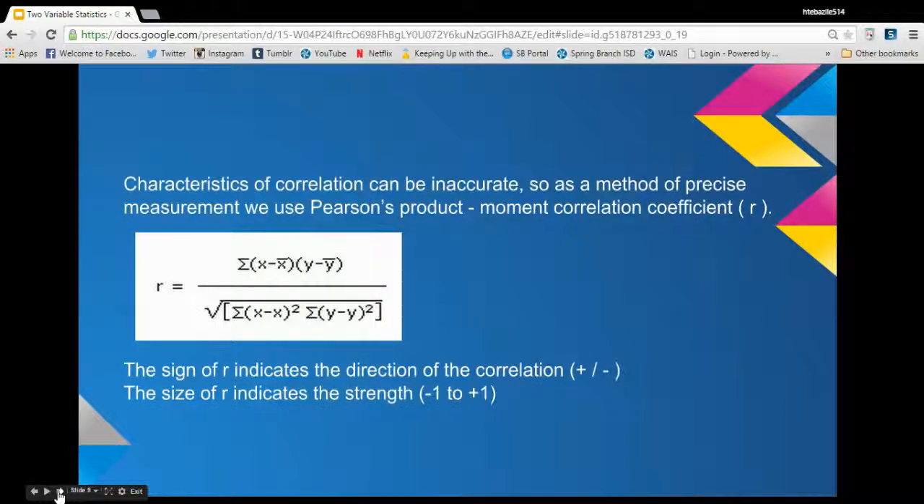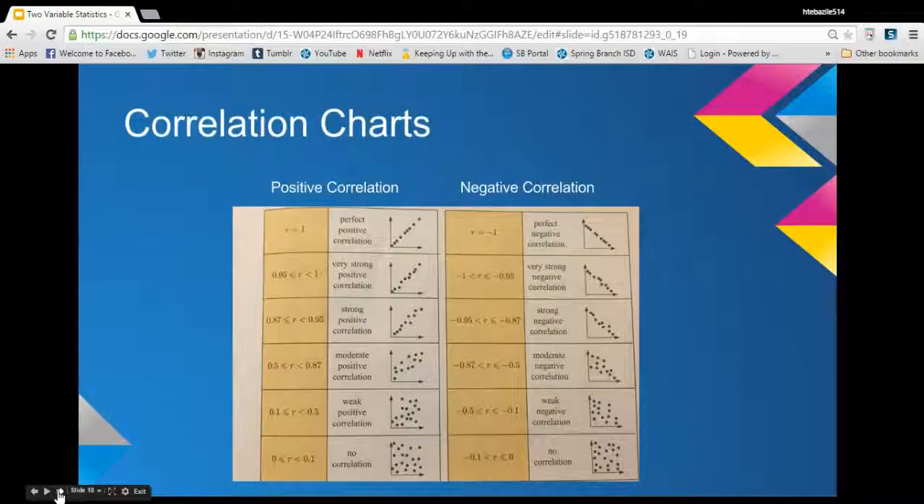Characteristics of correlation can be inaccurate, so as a method of precise measurement we use the Pearson's product moment correlation coefficient, which is defined as R. The sign of R indicates the direction of correlation, positive or negative. The size of R indicates the strength, from -1 to +1. Correlation charts. As you can see here, these are described by positive and negative correlation.